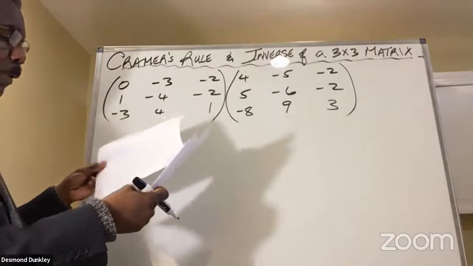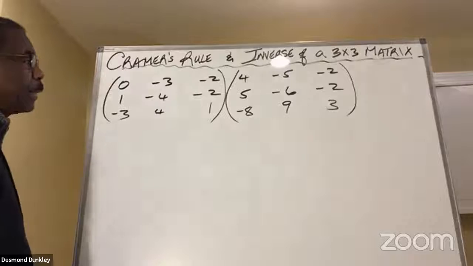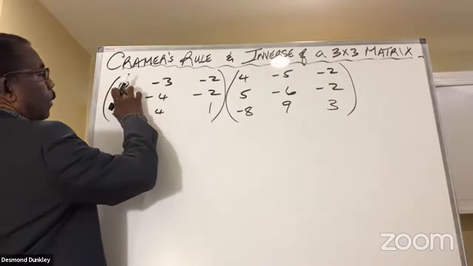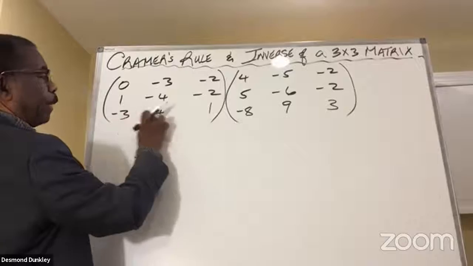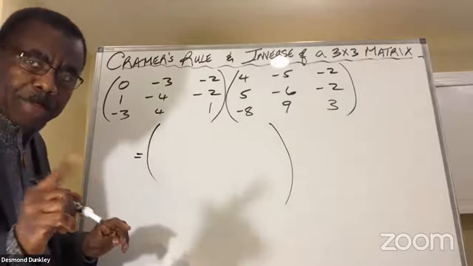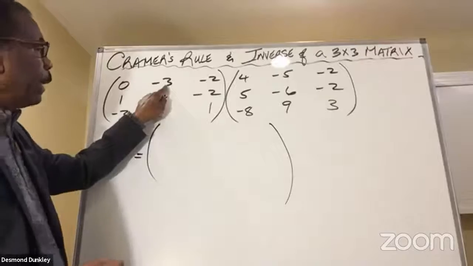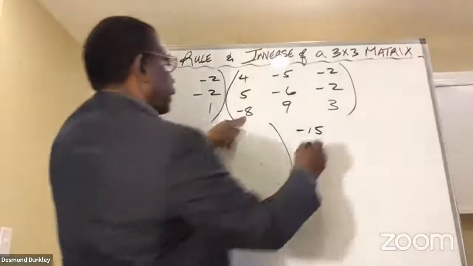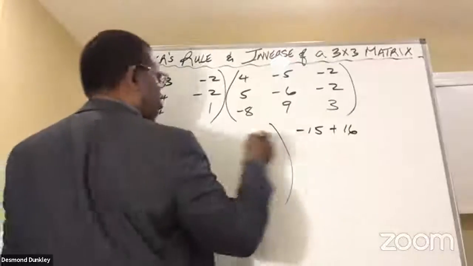Okay, so let's go. Let's double check to see if this will give me the identity matrix when I multiply. So it's going to be row times column. This is a 3 by 3, this is a 3 by 3. So we must get a 3 by 3. So you have to stay with me because this is row times column. So 0 times 4 is 0. -3 times 5, -15. -2 times -8 is 16. When we add 0, -15, and 16, we end up with 1.